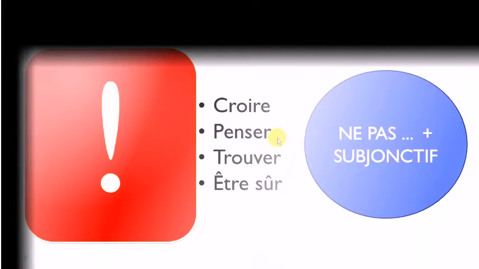So croire, penser, trouver, être sûr. If you want to use these verbs and put them at the negative form, they should be followed by the subjunctive. Okay, let's see now how we'll make this subjunctive form. And so the tricky thing normally when we talk about the subjunctive is that you will have two different parts, okay? So the important thing is that you must know by heart, of course, the present form of the verb that we saw a long time ago, okay?